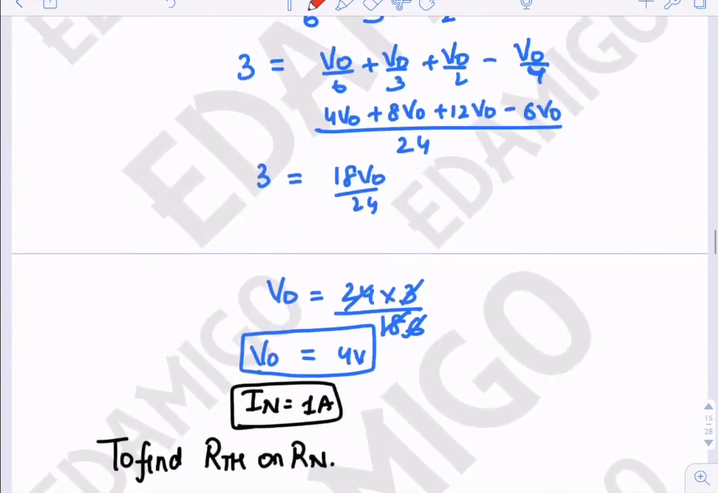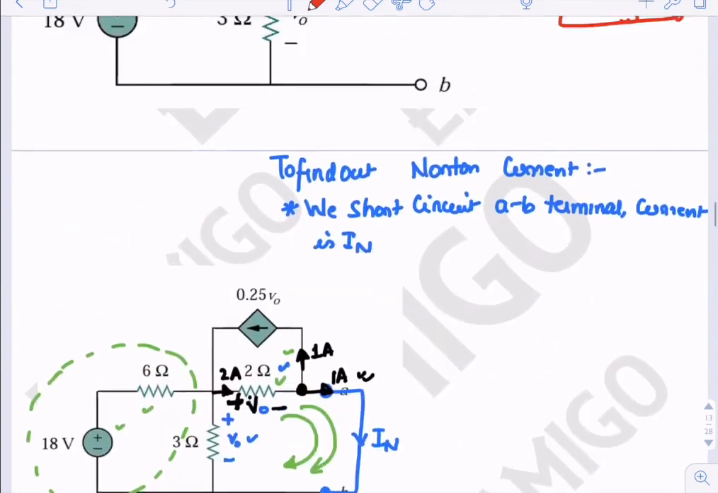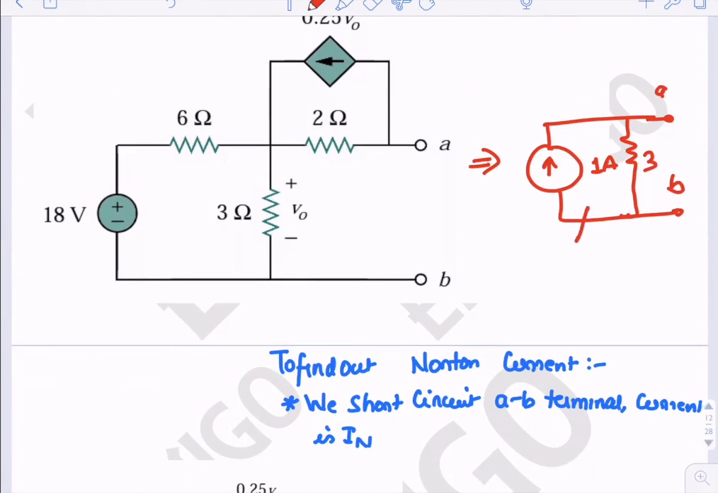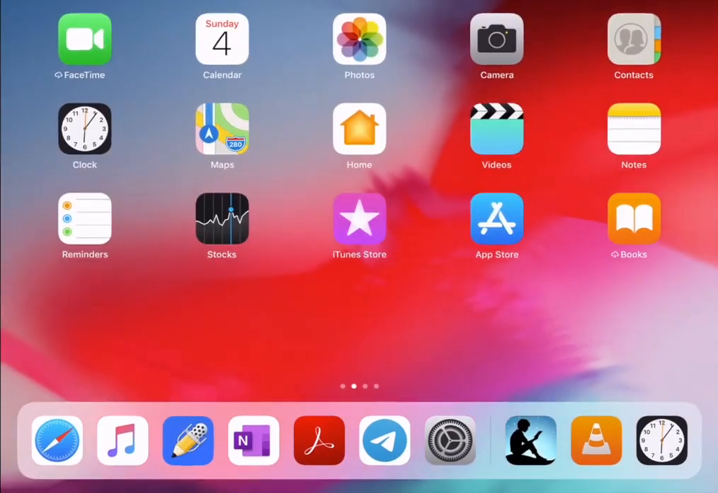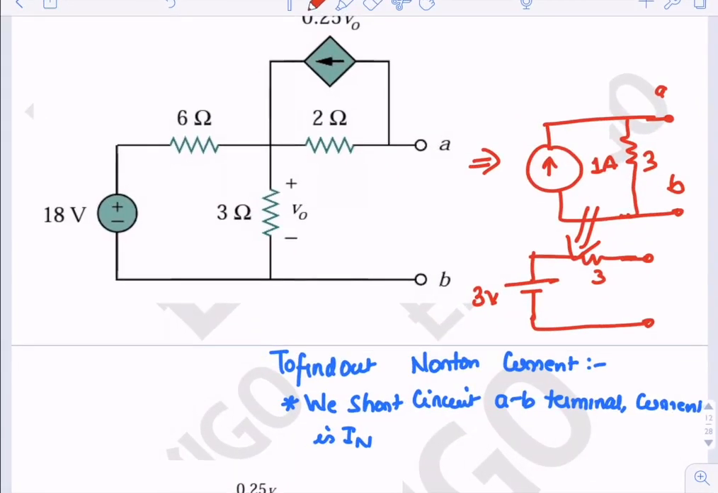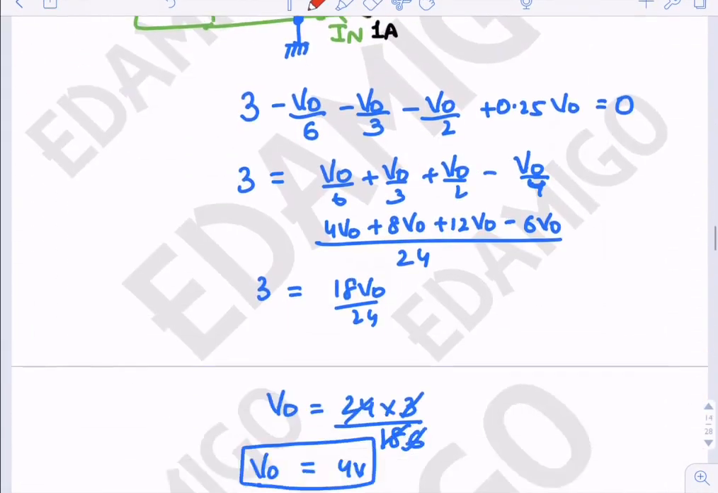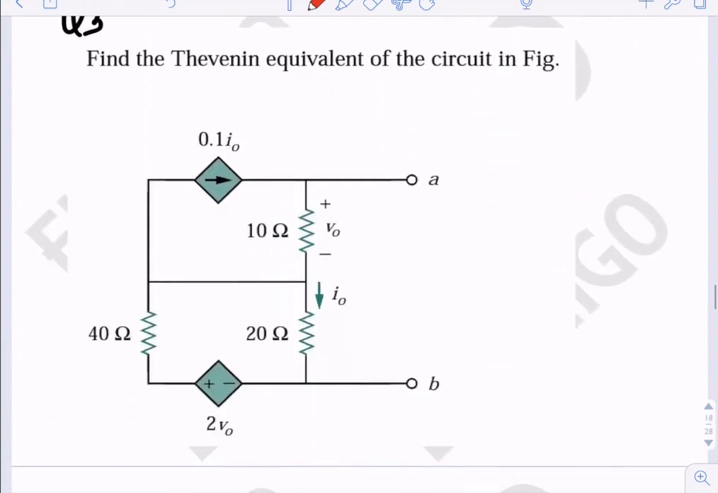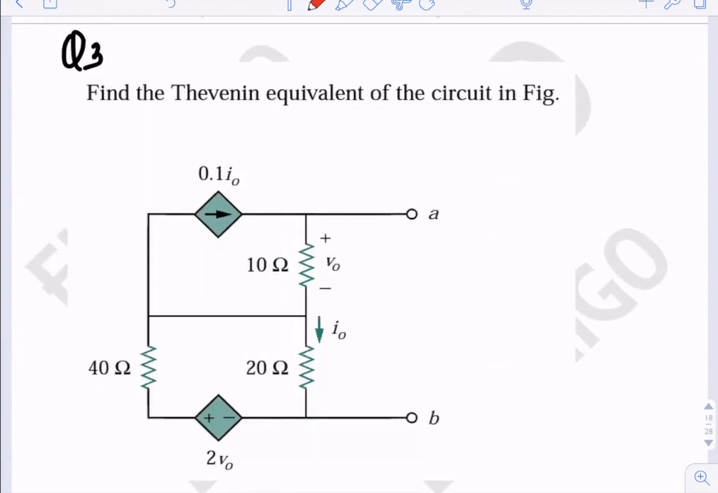If in the same question they ask us what the Thevenin equivalent is, we can convert it by source transformation. The Thevenin equivalent will be 3 volts in series with a 3 ohm resistance by simple source transformation. Sorry. Okay, now let's move to the third question, that is, we have to find the Thevenin equivalent of the circuit in the figure. Okay, so let's do it.